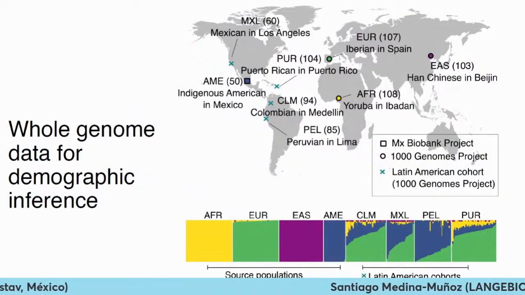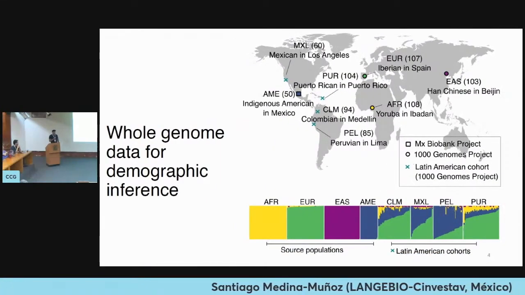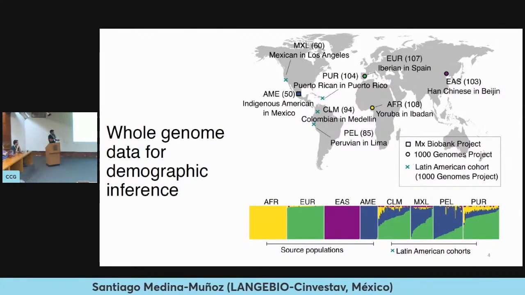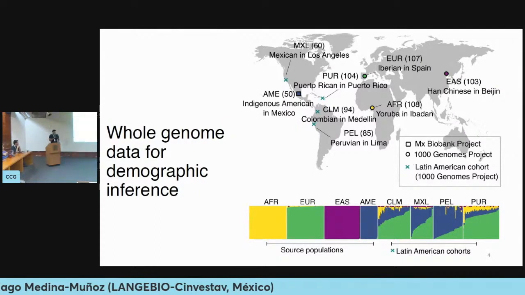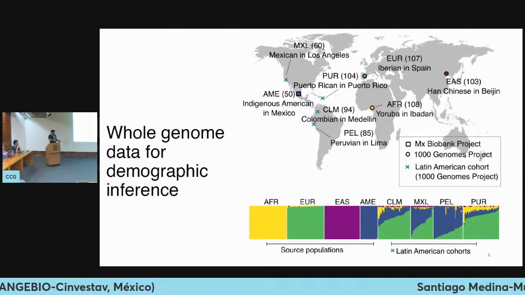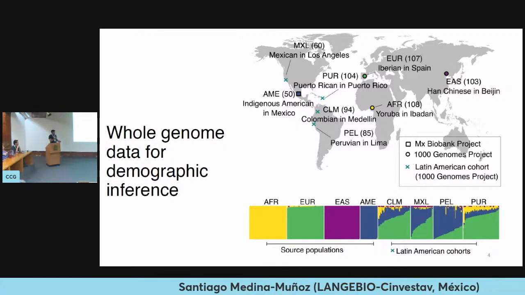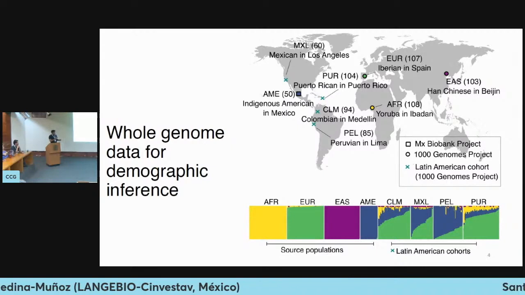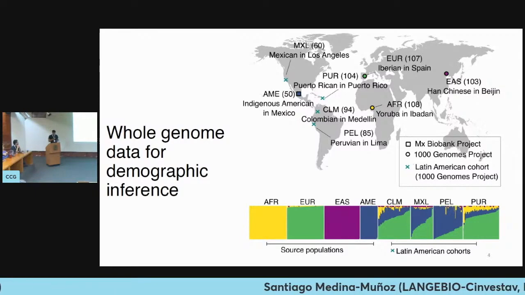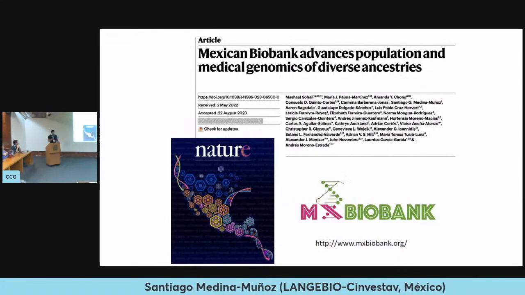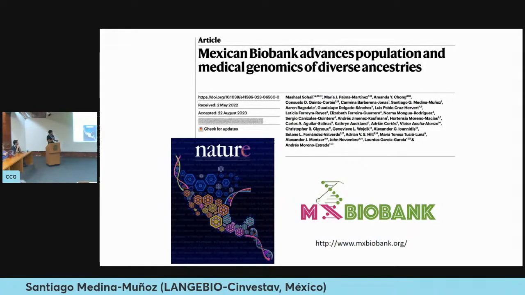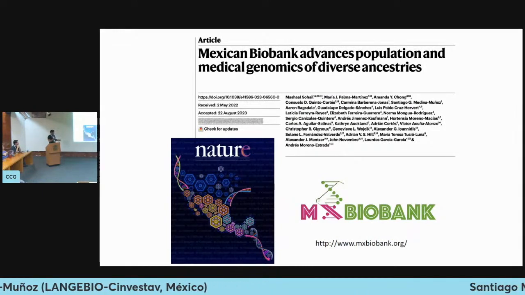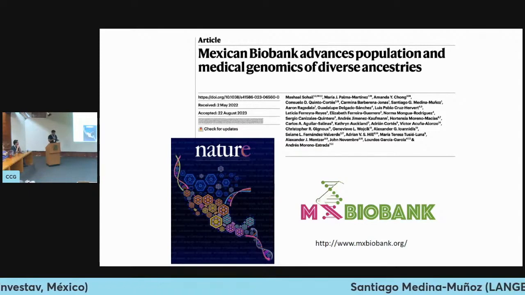And so we decided to develop better models for the Americas. For that, we took data from the 1000 Genomes Project and also from the MX Biobank project. Here we can see these continental populations, and the populations in Latin America are a mosaic of these ancestries. So we use data from the 1000 Genomes Project, and we also use some genomes from the Biobank project that was recently published. We also generated genomes from this project in addition to the genotype data.